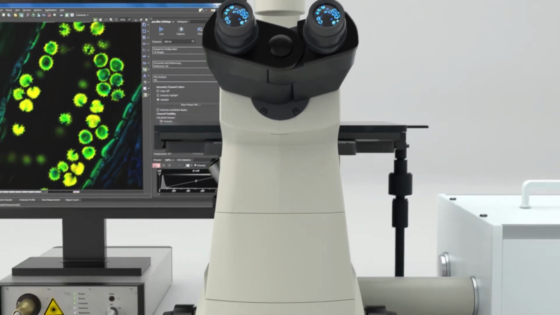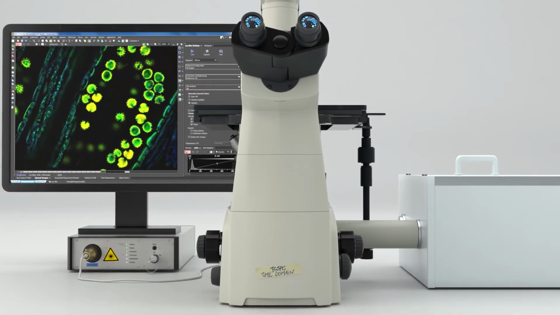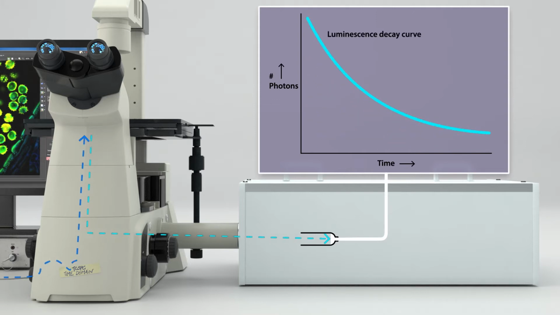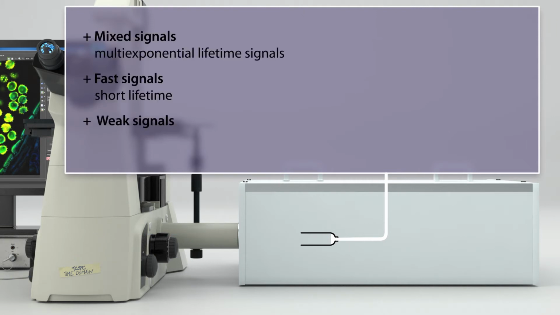Established examples of time domain equipment are point-scanning TCSPC systems. These point scanners count the emission photons in time, allowing you to reconstruct a luminescence decay curve. This makes TCSPC suited for mixed, fast, and weak emission signals. On the downside, the recording speed of the process is slow due to its point scanning nature.